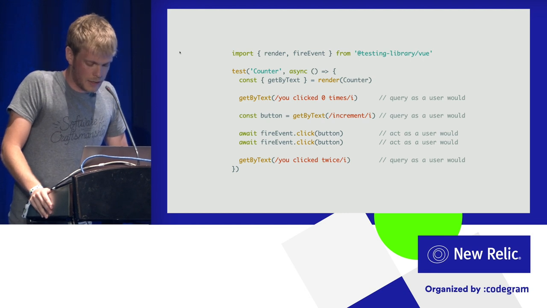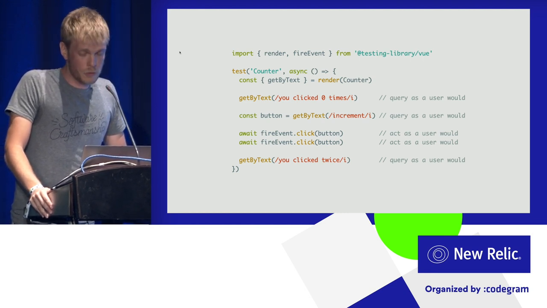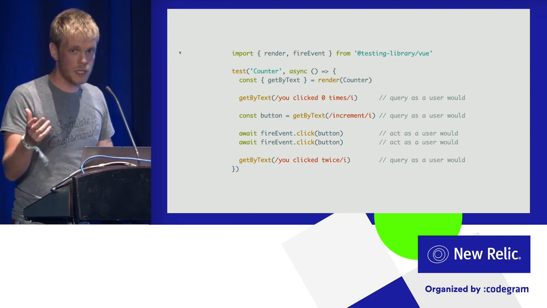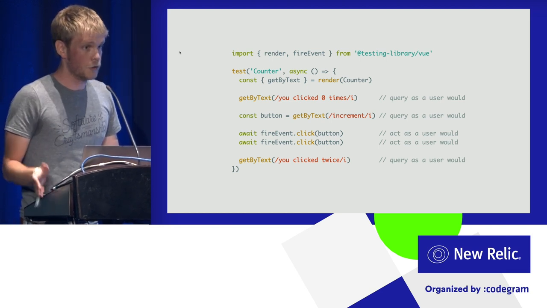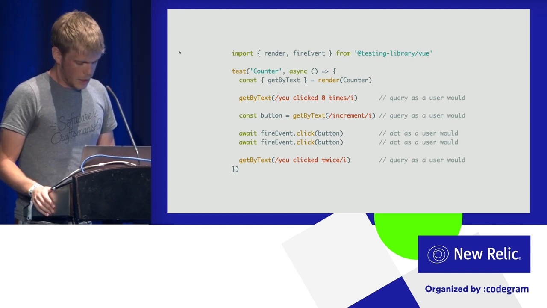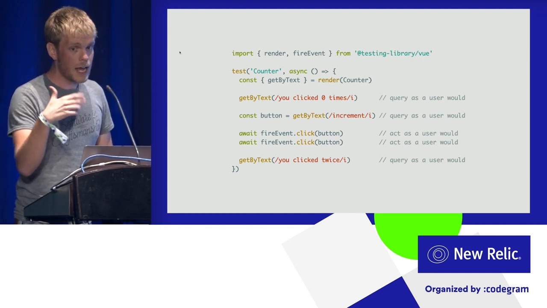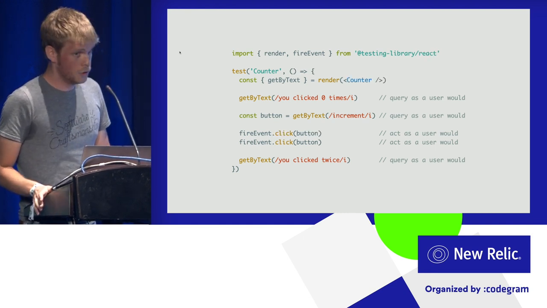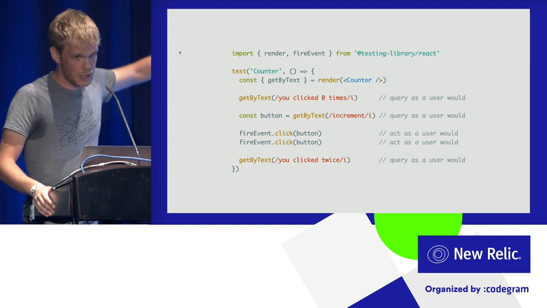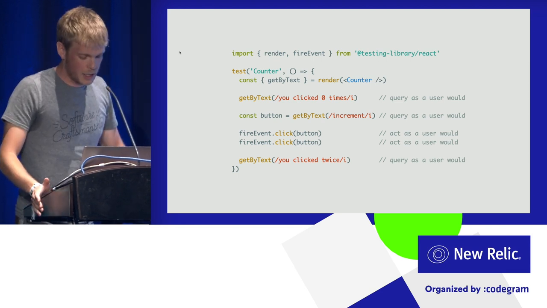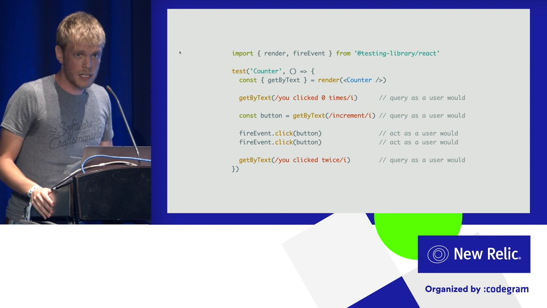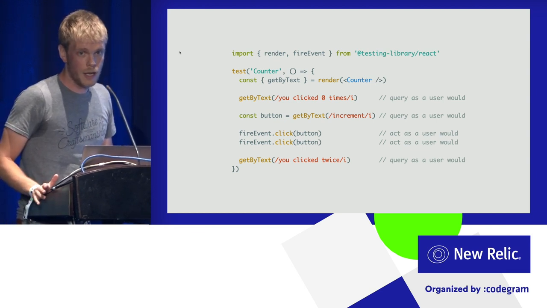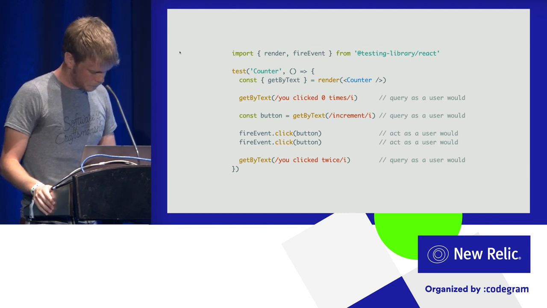The main pattern here is that we are querying the component as a user would, and we're also acting upon the component as a user would. We are reading text and we are interacting using events. The funny part with that is that a React test for a counter component written in React would look almost the same. I just removed the async part because it's not needed in React, and we are using JSX to render the component, but it's the same idea. We're just using the DOM, so we are querying all components the same way.